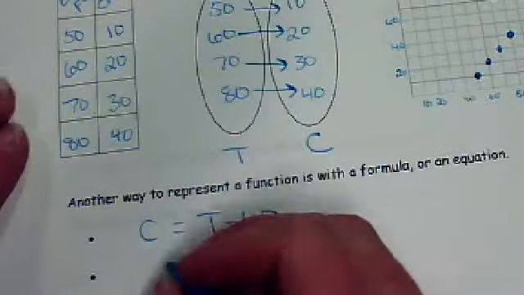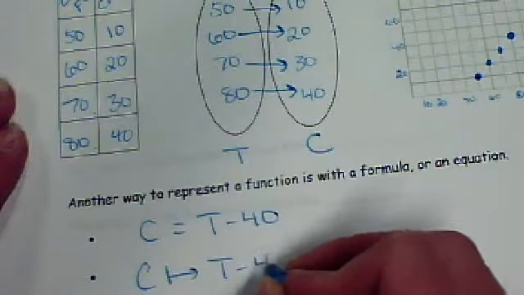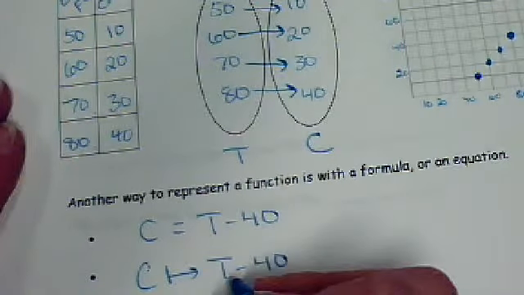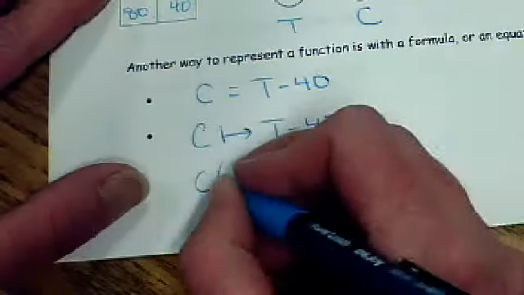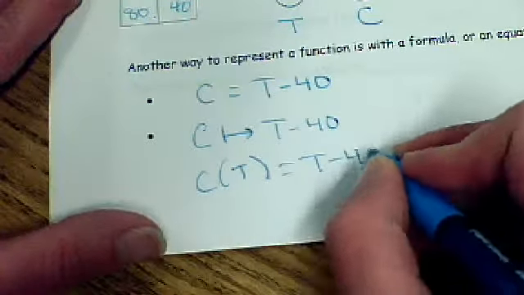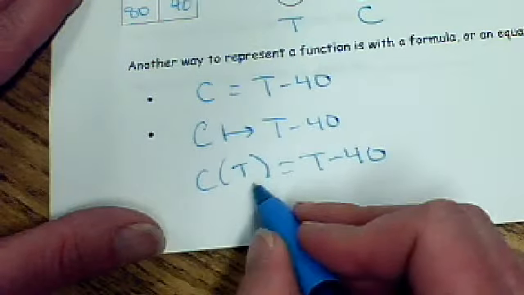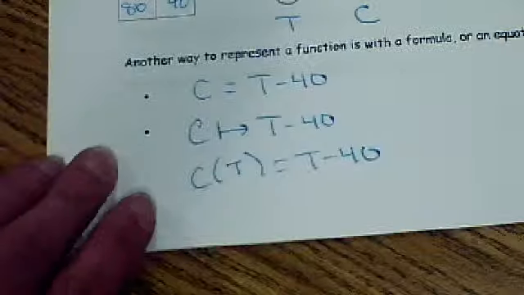Another way you might see it with IB is they sometimes use this. This means that C depends on the temperature minus 40. Yet another way is with function notation. C of T, in other words, the chirps depending on the temperature.